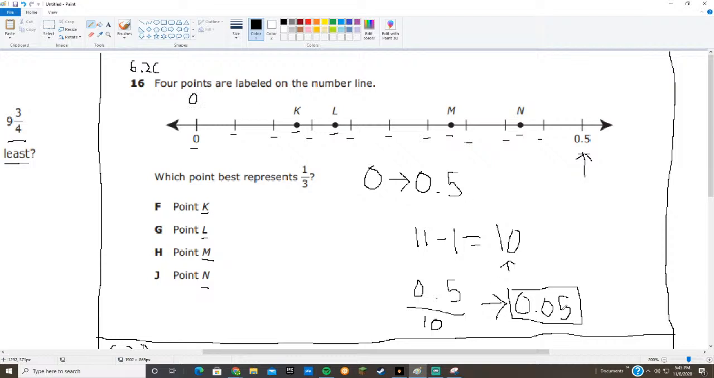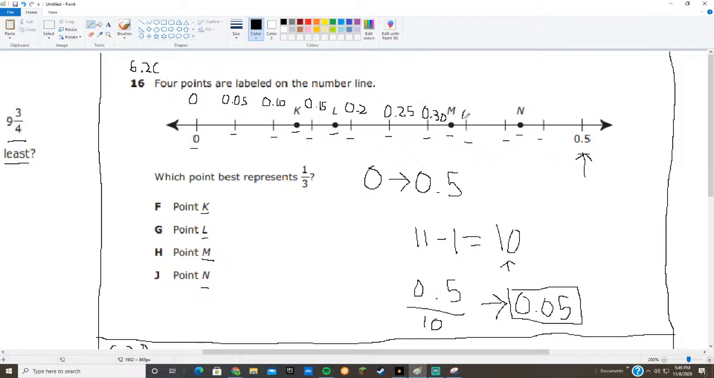0, then we're going up by 0.05, correct? So 0.05. And then what's 0.05 plus 0.05? 0.10. What's that plus 0.05? 0.15. What's 0.15 plus 0.05? 0.2, and so on. So I'll finish writing these down. Hopefully you get the point.